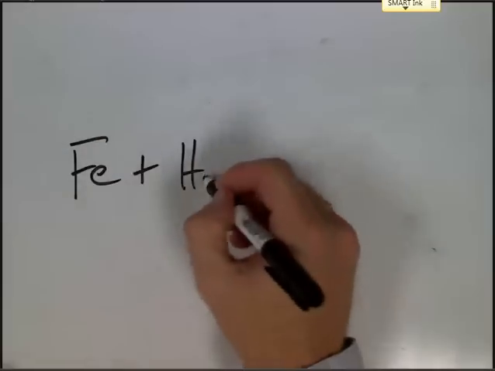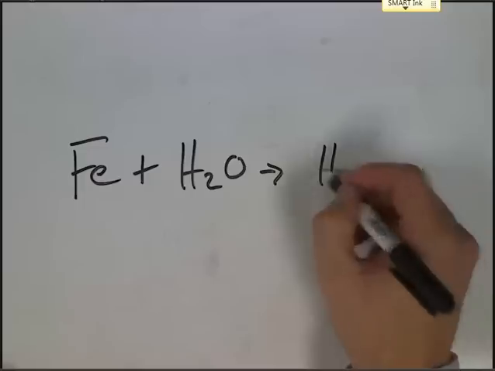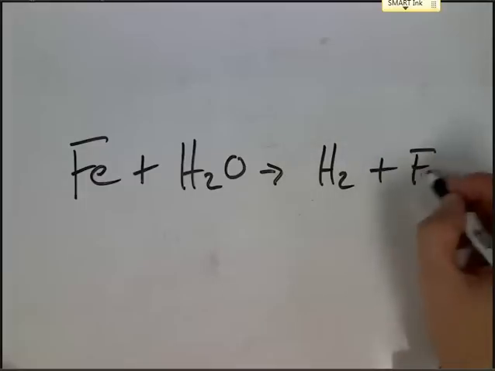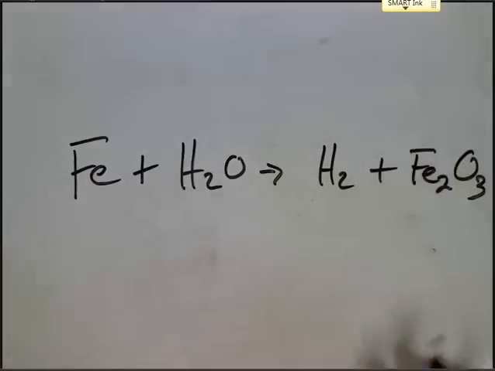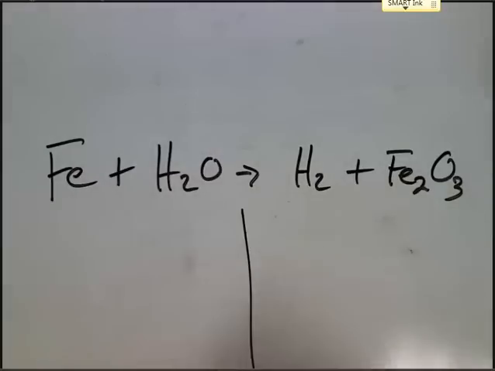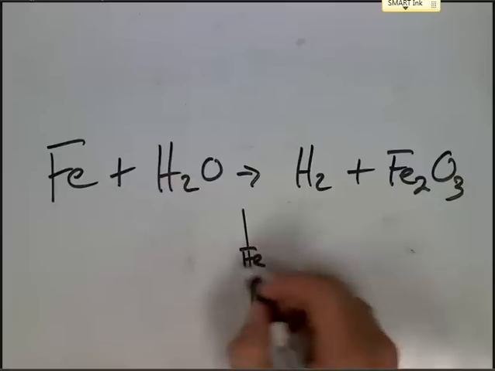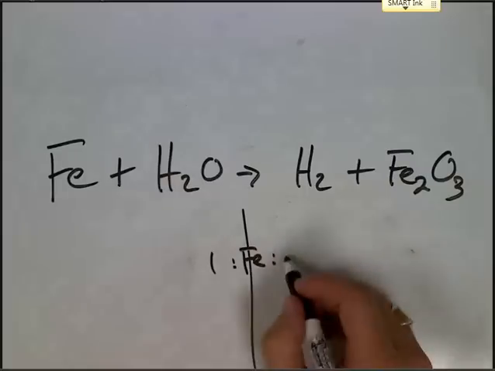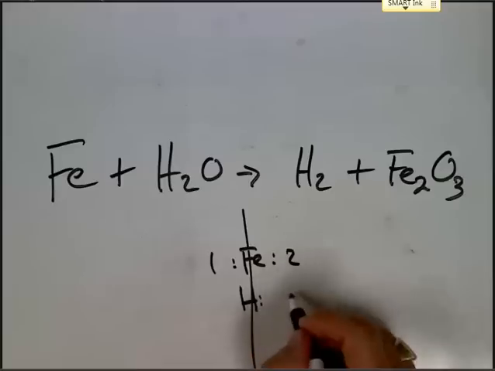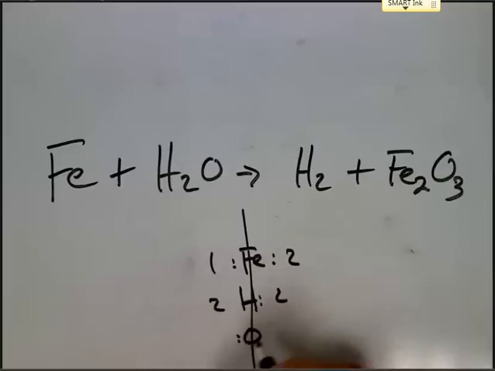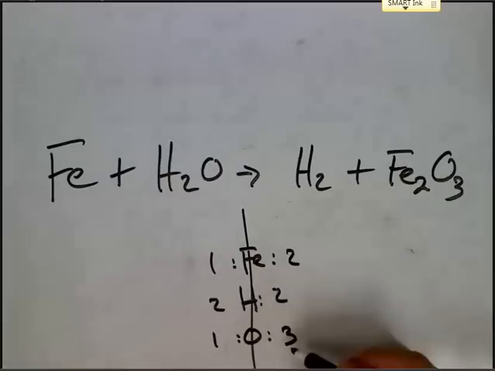Iron plus water yields hydrogen plus iron 3 oxide. Okay, so we have actually 3 atoms to keep track of here: iron, hydrogen, and oxygen. So we have a choice. Let's fix the oxygens first.